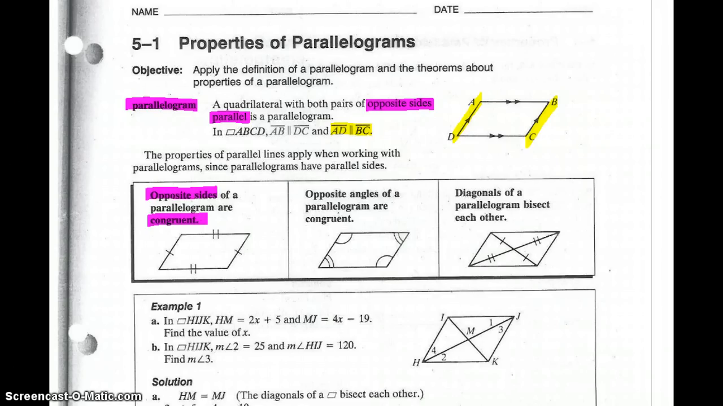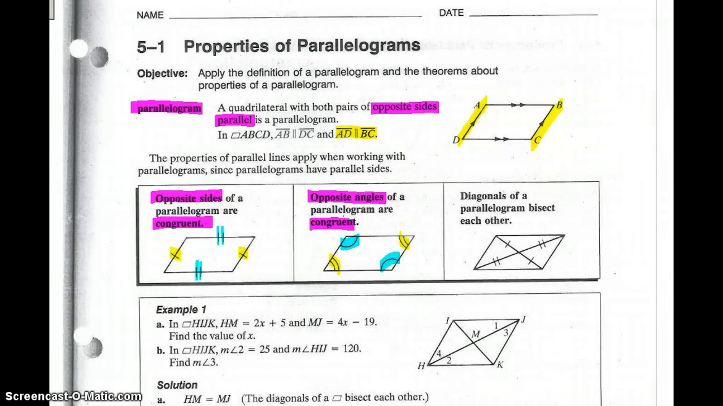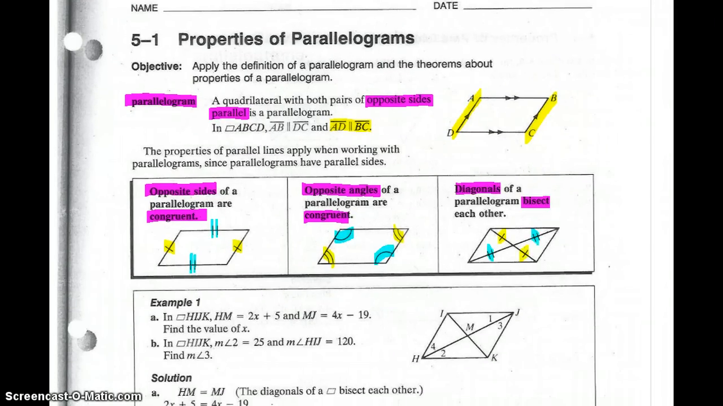One property of parallelograms is that the opposite sides of the parallelogram are congruent. The second property is that the opposite angles are congruent. And the third property is that the diagonals of a parallelogram bisect each other. Now note that the two diagonals split into the two blue hash marks are congruent to each other, and the two yellows are congruent to each other. But the blue and the yellow are not congruent to each other. That property comes later in a different type of quadrilateral.